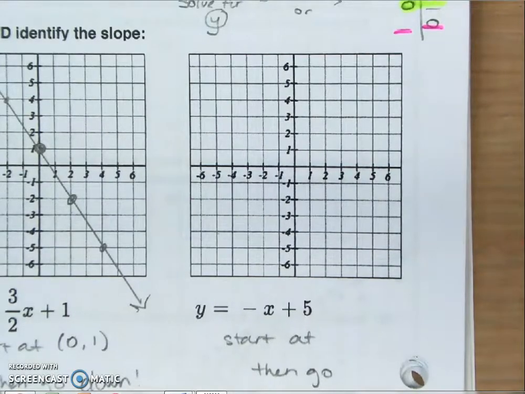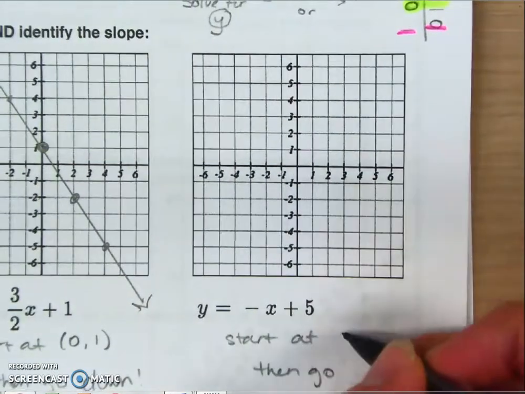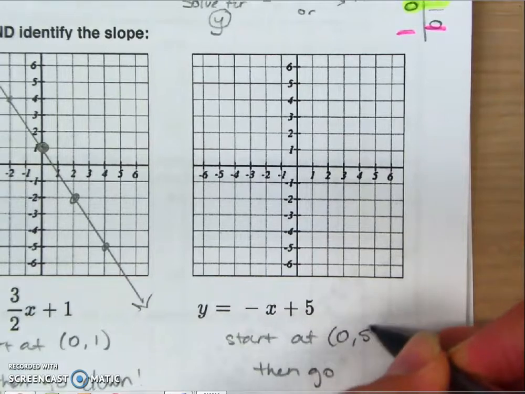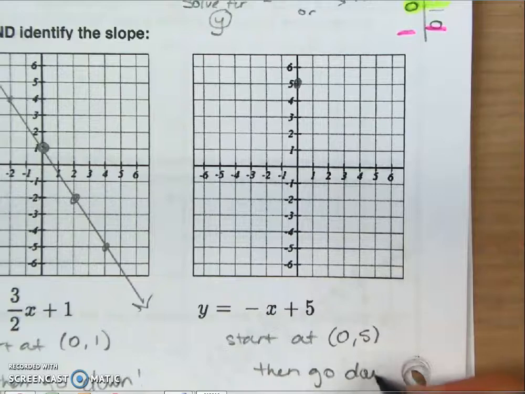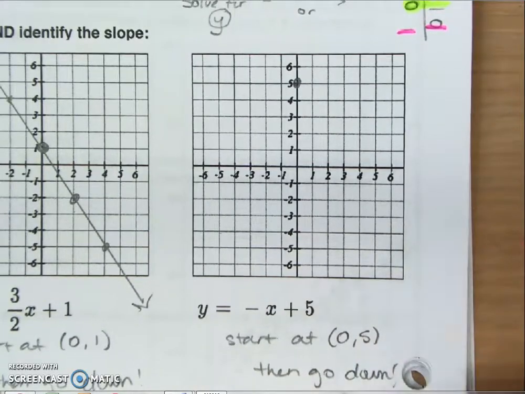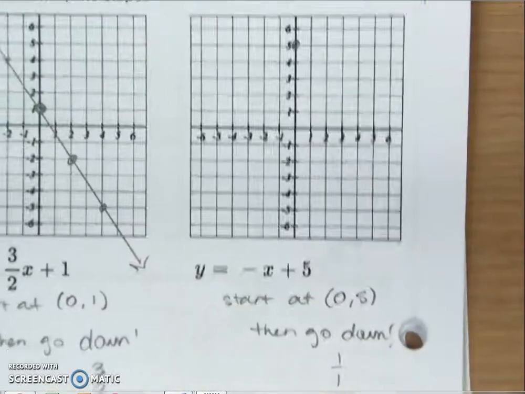All right, now let's try y equals negative x plus 5. This one starts at 0, 5 up here, and then it has a negative slope, so this is going to go down, and it's 1 over 1. Remember, if we can't see a number in front of x, it's a 1. So it's a 1 over 1.